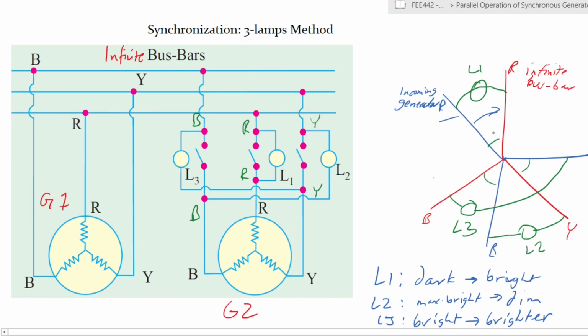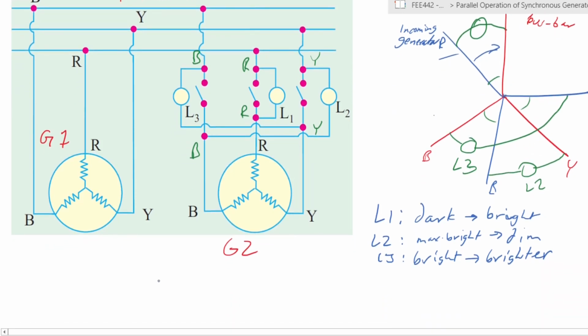At that point, when it has reached, of course, you will find that lamp number 1 will go off, and then lamps 3 and 2 will be fully bright at the same brightness. Okay, so at the moment of synchronization, lamp 1 is off, and lamps 2 and 3 are at the same brightness.